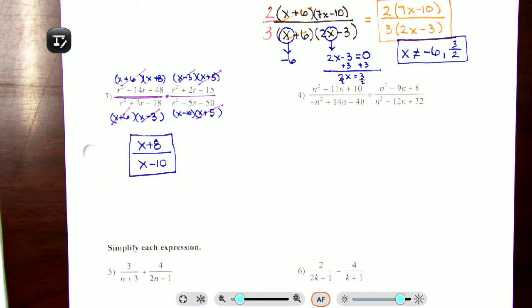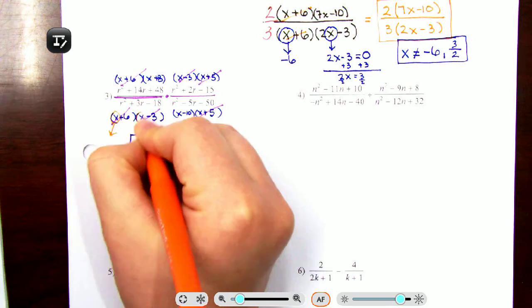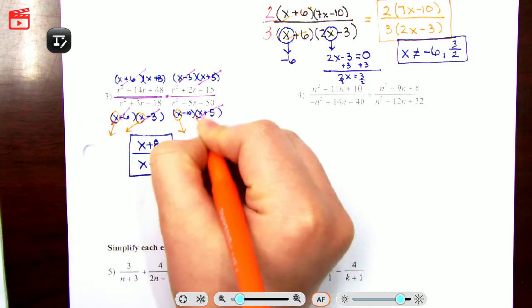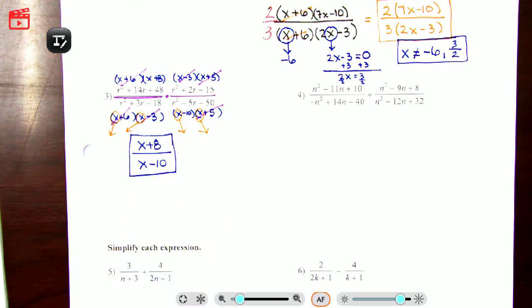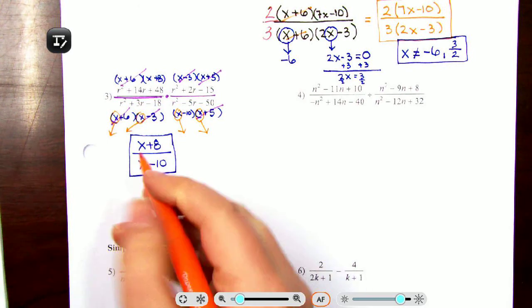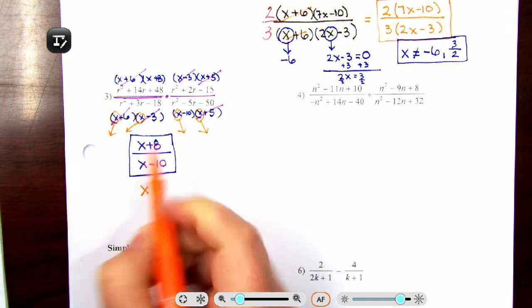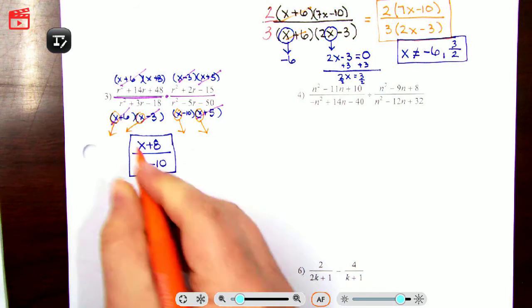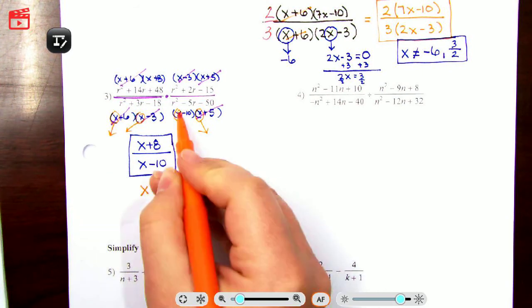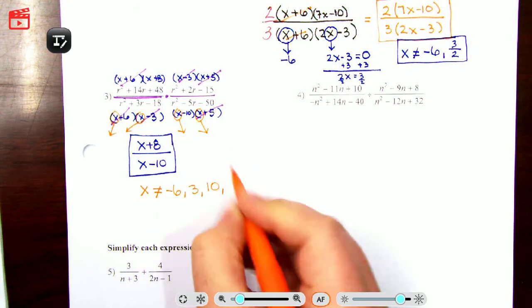But wait, there's more. This is only part 1 of the question. You still have to identify all of your excluded values. Make sure you're going back to the original denominators and identifying all of the x values that it cannot be. So here's one, here's another one, here's a third one, here's a fourth one. So even though the answer looks very simple, it does have 4 excluded values. So x cannot be -6, x cannot be 3, x cannot be 10, and x cannot be -5.